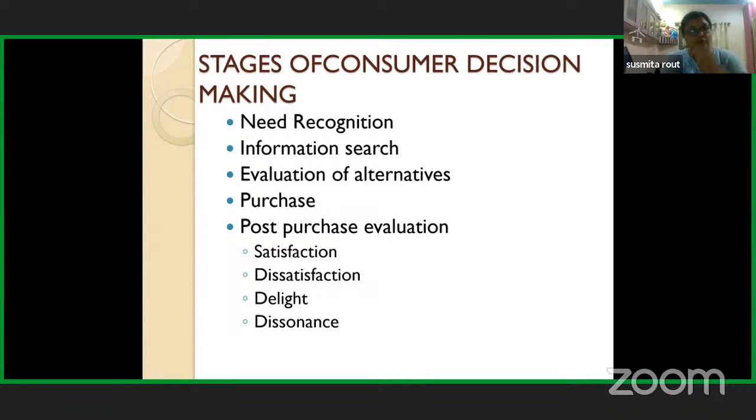And the fourth post-purchase evaluation is called dissonance, or cognitive dissonance. Dissonance is the feeling of dissatisfaction which happens when you are confused about whether the expectation has been met or not.